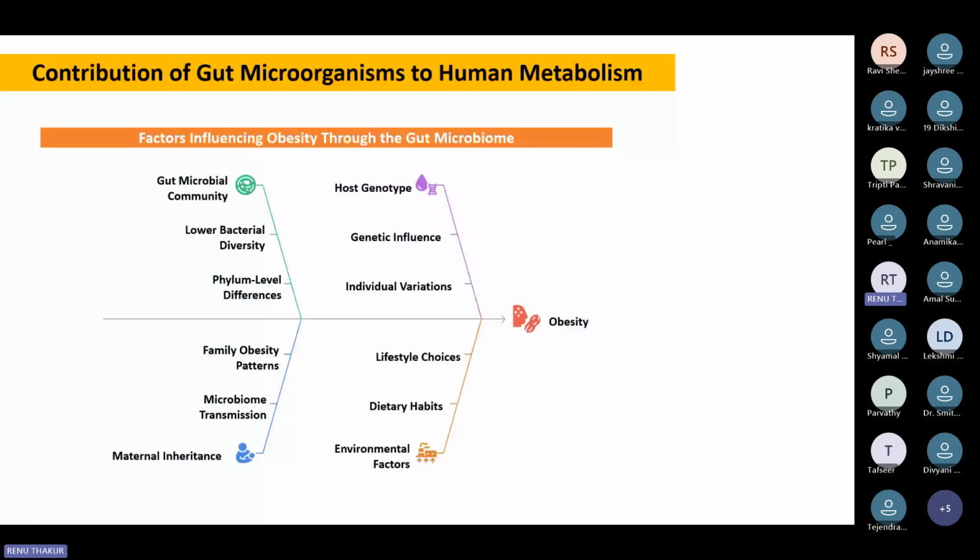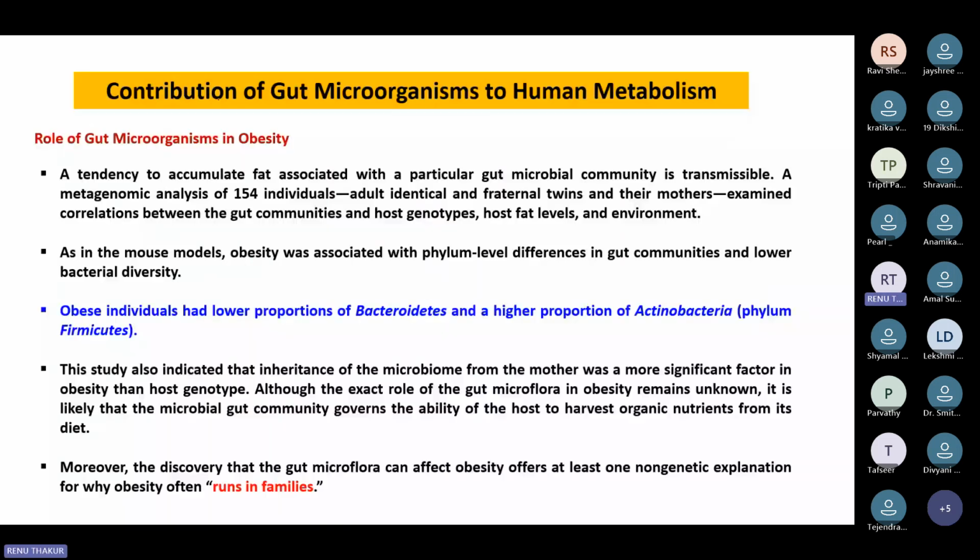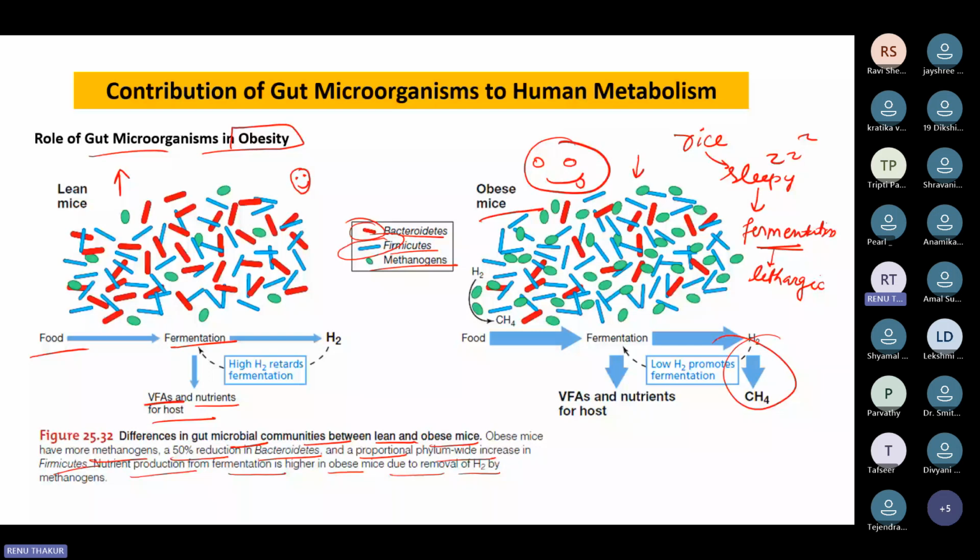I have included one more diagram. Yes. So the role of gut microorganisms in obesity, I have explained it. Obese individuals had a lower proportion of bacteroidetes and a higher proportion of actinobacteria, that is from phylum Firmicutes. You can see here a 50% reduction in bacteroidetes. Obese mice have a 50% reduction in bacteroidetes. Bacteroidetes are this red one. You can see there are so many red ones.